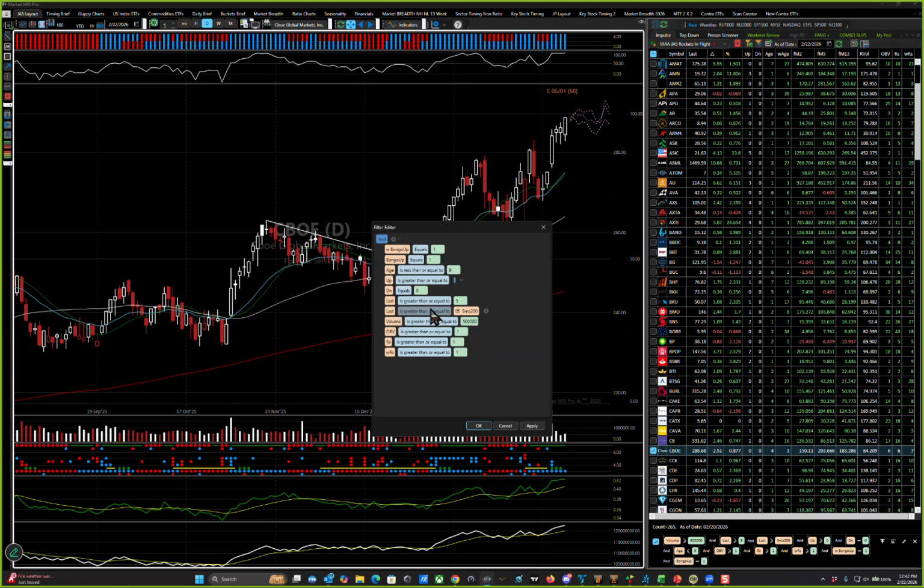Last price for me greater than or equal to 5. You can pick whatever you want. Last price is greater than or equal to the SMA 200. Yes. Volume is greater than or equal to 500,000. Pick whatever is your poison. OBV, just the ratio of OBV to the moving average, is greater than or equal to 1.